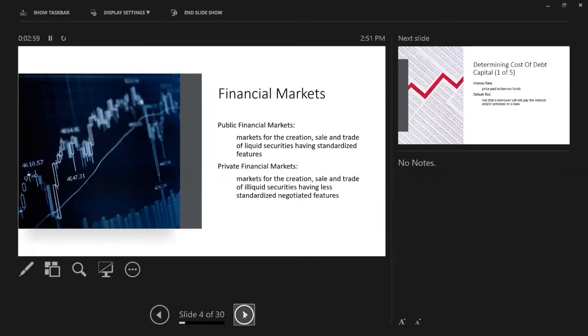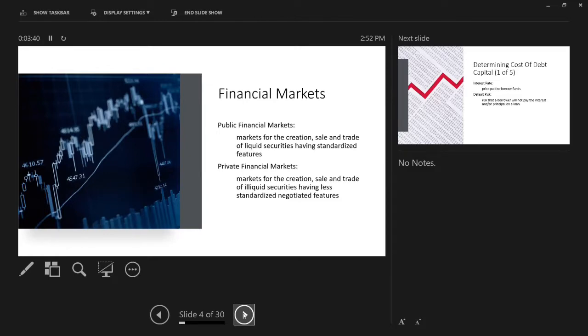Now, before we go into detail, let us look at a bit of the financial market. The financial market can be divided into two: one is public and the other is private. The public financial market is a market for creation, sale, and trade of liquid securities having standardized features, meaning it is an established market. Rules, regulations and procedures are laid down, and you have to follow certain procedures before you can raise funds. That is the public financial market.